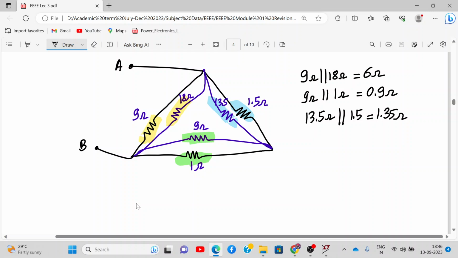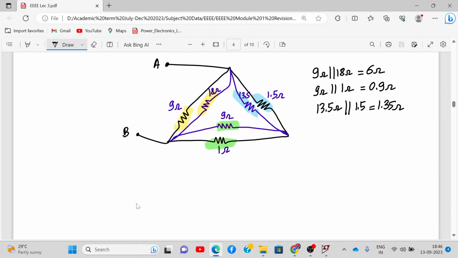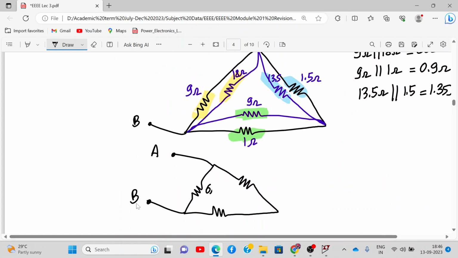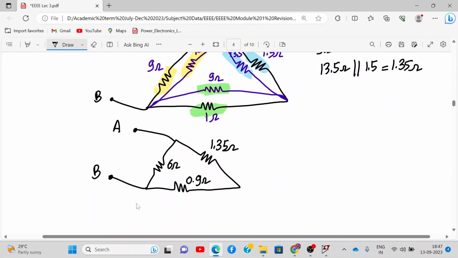Okay, so we will draw the network again now. All right, so we will draw this. And we write the equivalent value of resistance over here. So these are points A and B. So this value will be around 6 ohm. This is 1.35 and this will be 0.9. Alright. So now what do you see over here? Which resistances are in series or parallel? Yes, you are thinking correct. 1.35 ohms is in series with 0.9 ohms. Okay, they are in series.